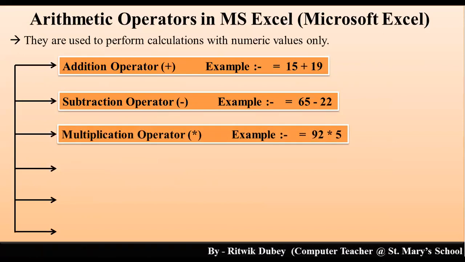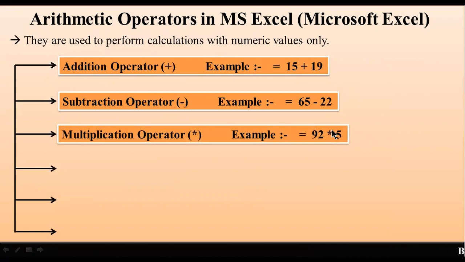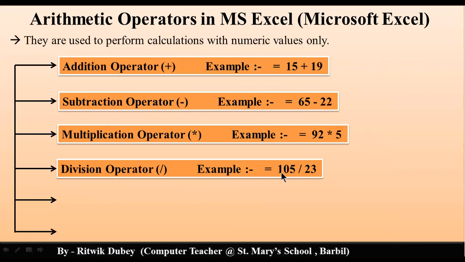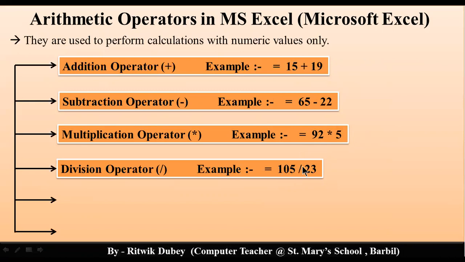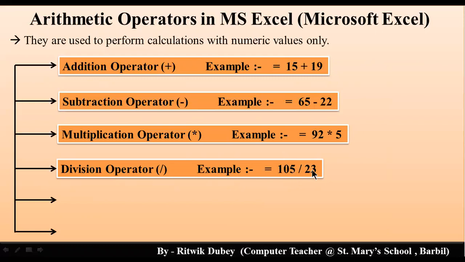Clear? Then the multiplication operator, 92 into 5. So what is into here? Multiplication operator. Then the division operator, 105 divided by 23. So 105 and 23 are the two numeric operands where the division operator is operating. So this division operator is operating over how many operands? Two operands. The first operand is 105 and the second operand is 23.